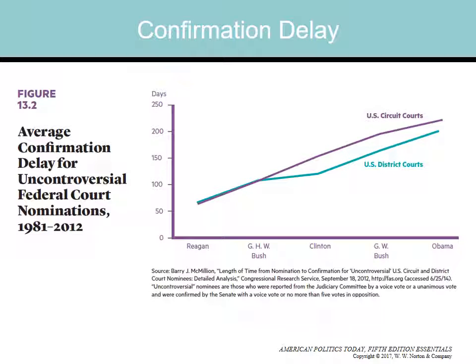Since the 1980s, the length of time needed to confirm federal court nominations has increased dramatically. Why do you think this happened, and why does it matter?